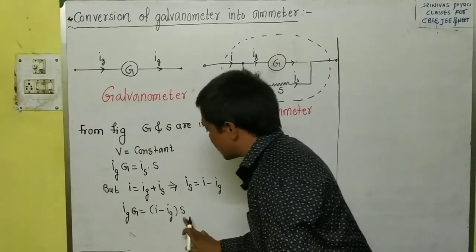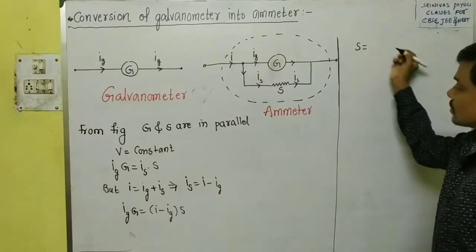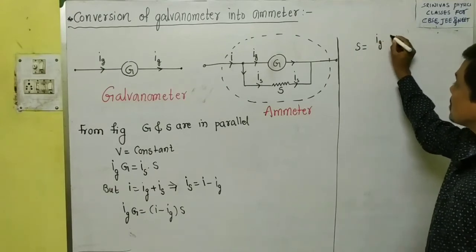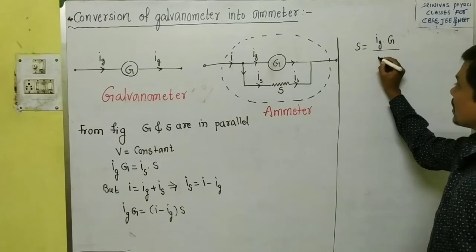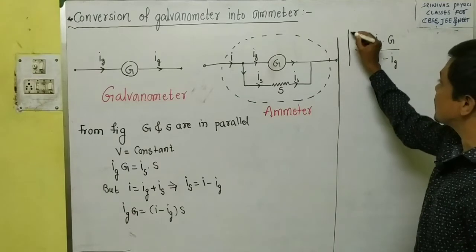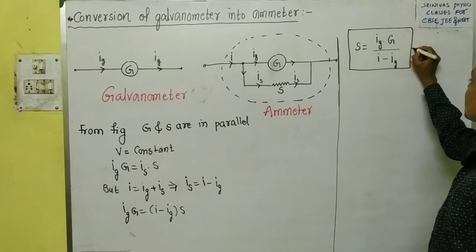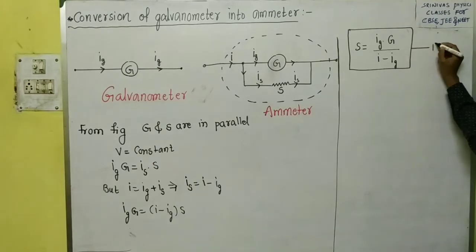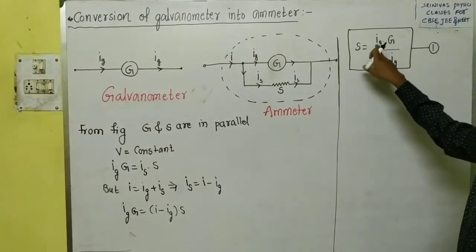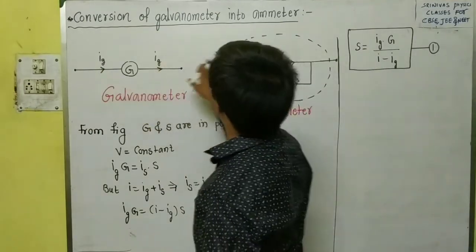You take this I minus Ig to the right side, then S is equal to, we will get S is equal to Ig G by I minus Ig. This is the formula for the shunt resistance, right? This much shunt resistance we have to connect in parallel to the galvanometer in order to increase the range from Ig to I. Starting maximum current measured by the galvanometer is only Ig, now it is measuring I.